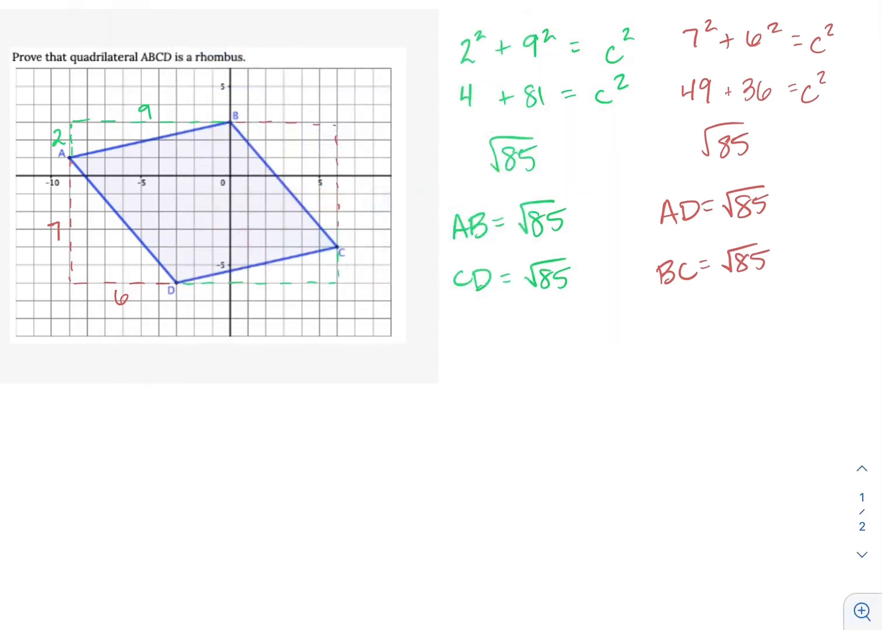Okay, so I like to start by restating what I'm told to prove. So I'm going to state ABCD is a rhombus because, and now I'm going to include the property of a rhombus that I'm using. So it's a rhombus because all sides are congruent.